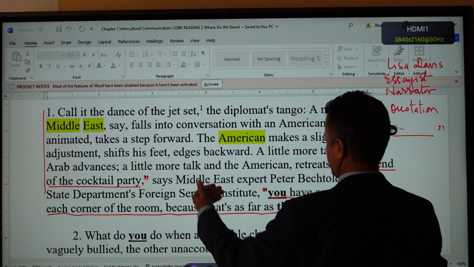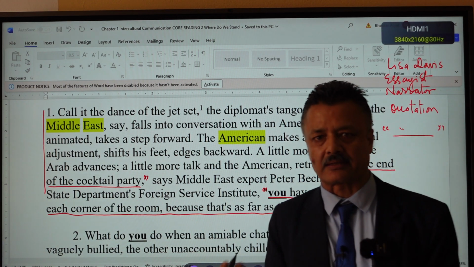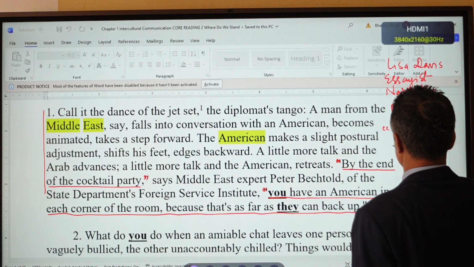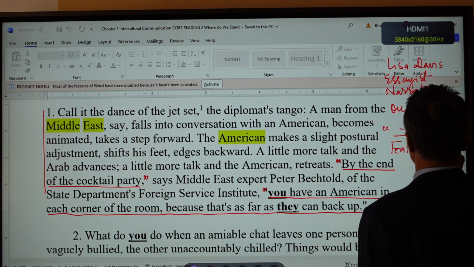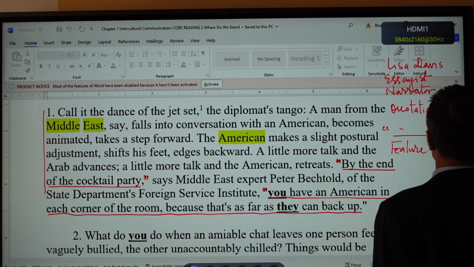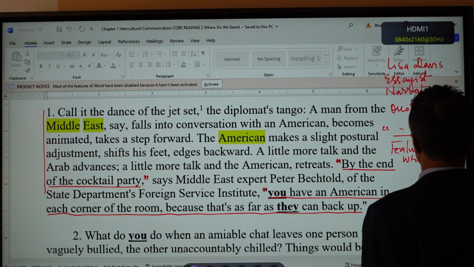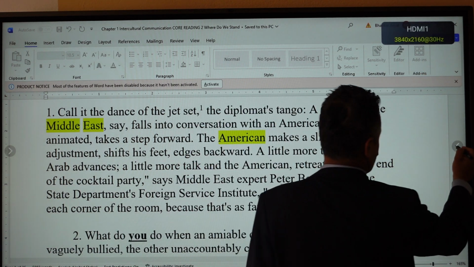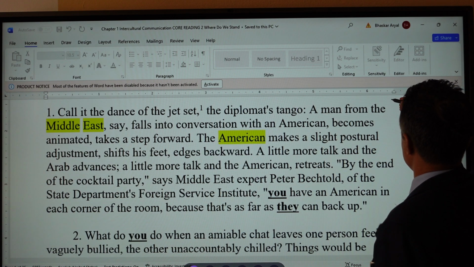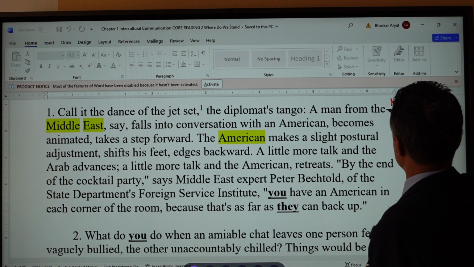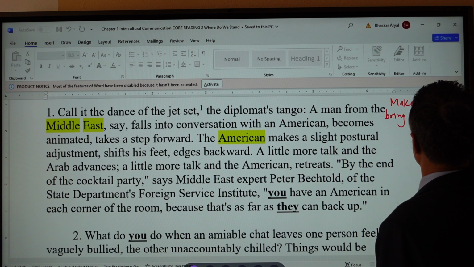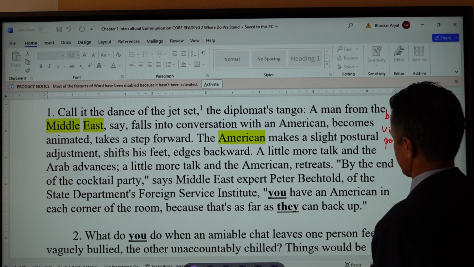Now, why do you think Lisa Davis is bringing this statement by quoting it directly? Here you see a feature of academic writing. What is that feature? In academic writing, writers make a point. They make a point, then they bring other people's views to support their point.